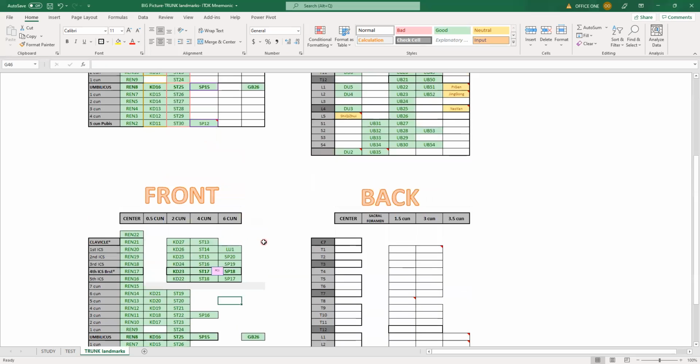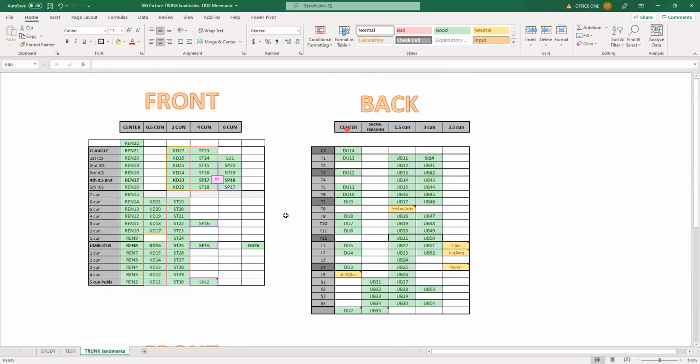So let's move back to the study sheet that has the back points, and this is a little bit different, the measurements. Of course, the center is the Du channel. So we have here the vertebral, the spinal column numbers, levels. We have the sacral foramen here. We have 1.5 soon lateral to the center, which is this line. We have then 3 soon lateral and 3.5. So you just have to memorize this in the back.